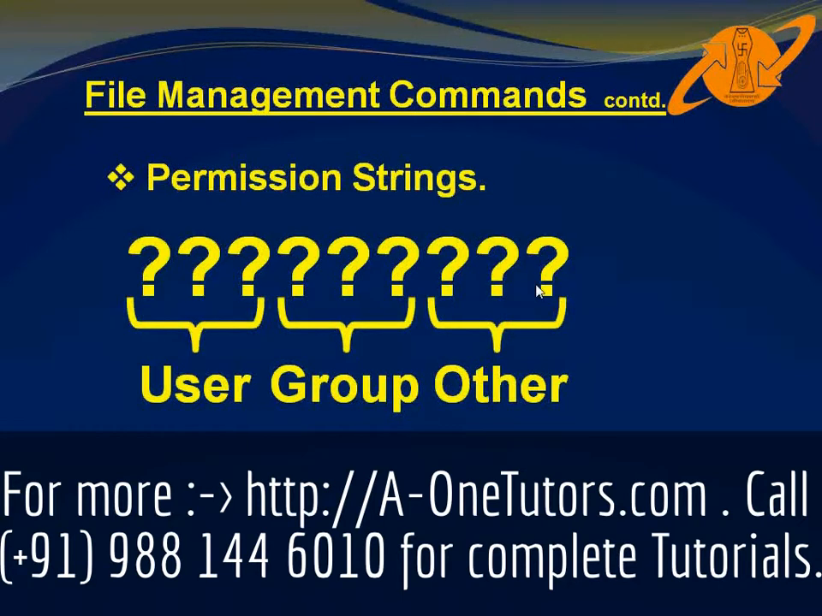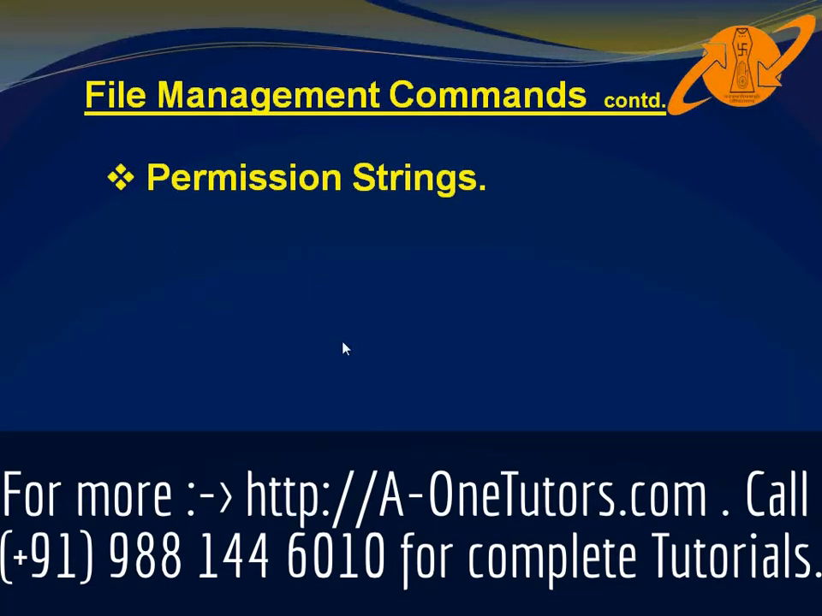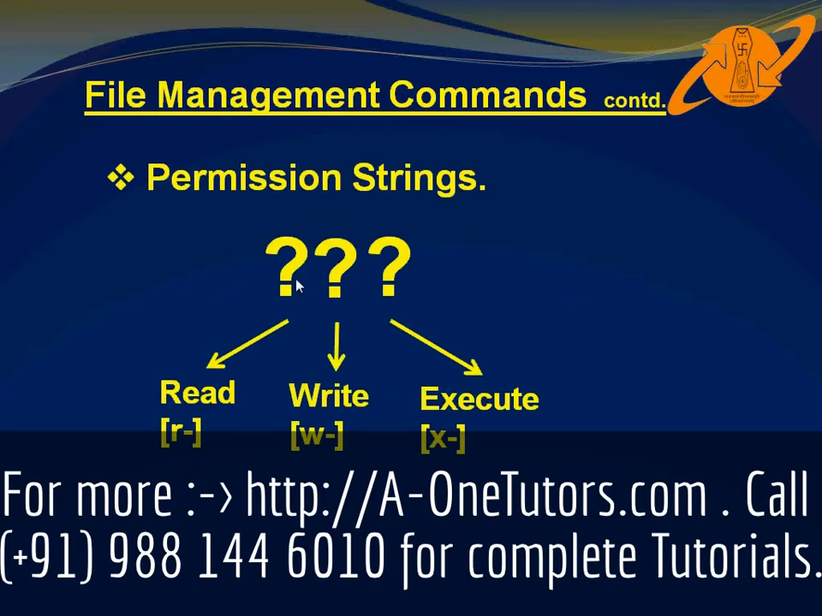These 9 characters represent the access for a particular set of people. We call it a user. So the first 3 characters represent the permission for the user. The next 3 characters represent the permission for the group, and the last 3 characters represent the permissions for others. If we look at a particular set of 3 characters, we have something like this.